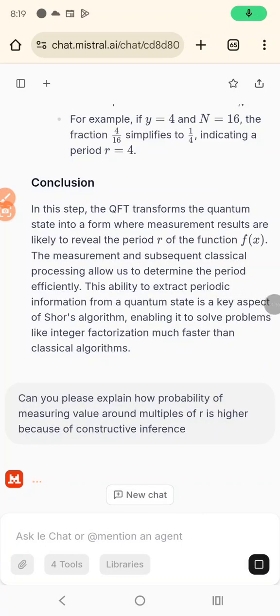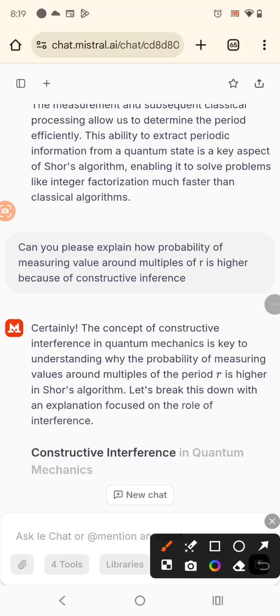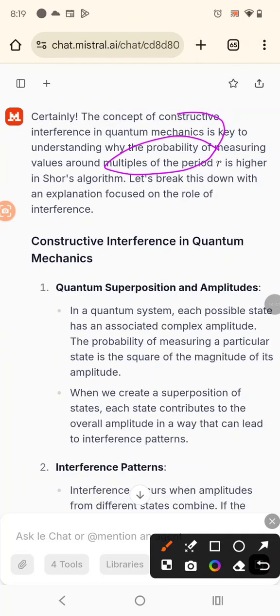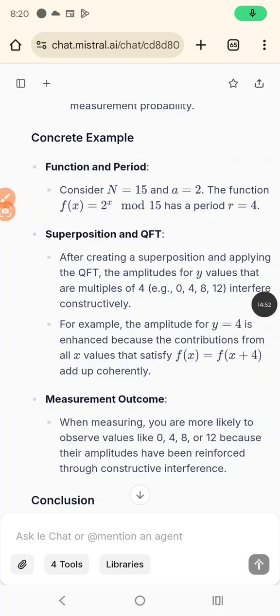So I have asked this another follow-up question. Remember that all the time we have that book in the attachment. So this is the concrete example. So we saw that the period is 4, r equals 4.